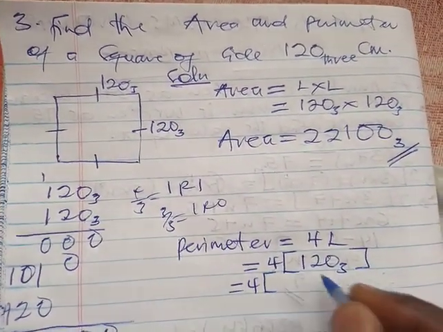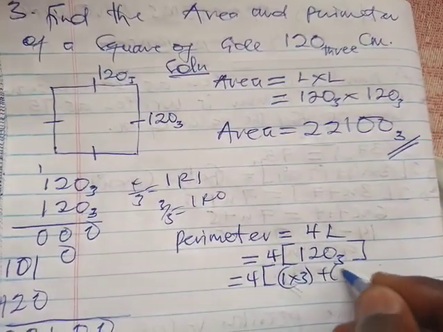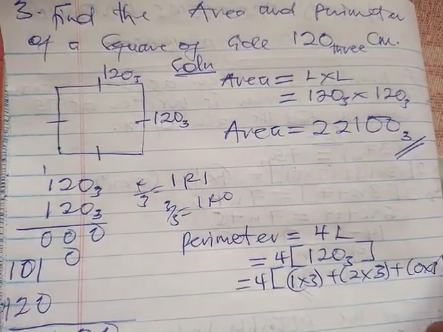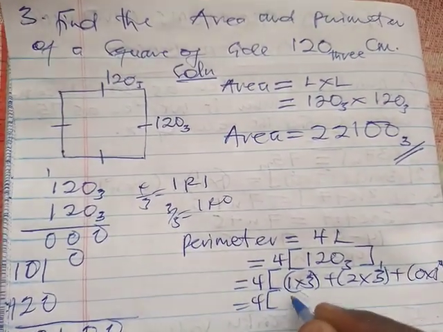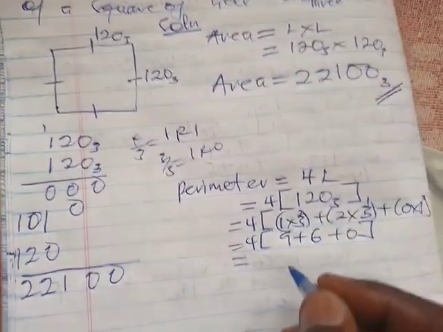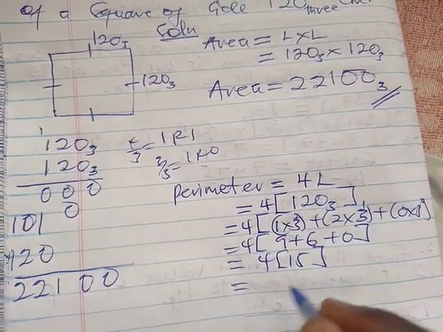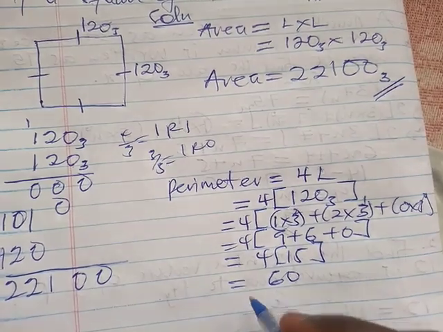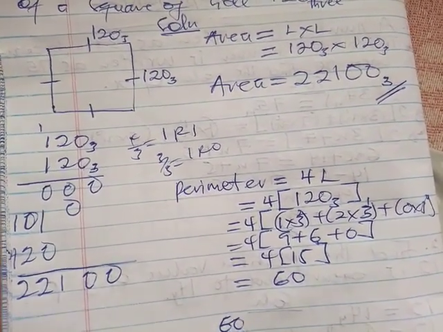So let's say you are going to change this one to base 10. 1 times 3 squared, 2 times 3, and 0 times 3 to the power 0. So we have 9 plus 6 plus 0. So we have 4 times 15, making 60. So we have 60 here. Then you change 60 to base 3 because the work is in base 3. So let's change 60 to base 3.